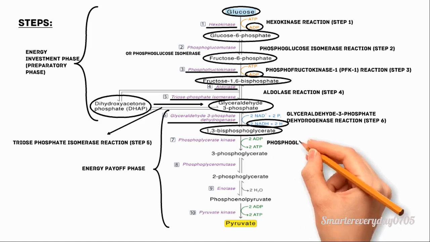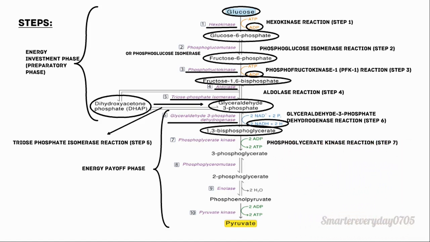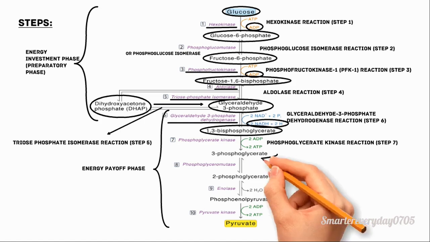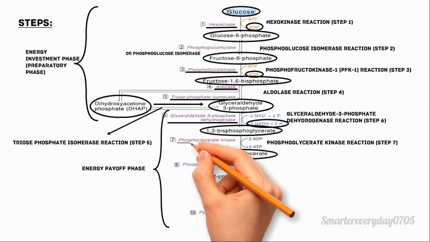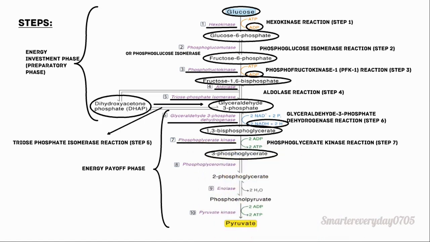Step 7. Phosphoglycerate kinase reaction. Here 1,3-bisphosphoglycerate is converted to 3-phosphoglycerate. Phosphoglycerate kinase is the enzyme helping for this. Here ADP is also converted to ATP. This is the first ATP generation step, where a phosphate group is transferred to ADP to form ATP. This is an example of substrate-level phosphorylation.